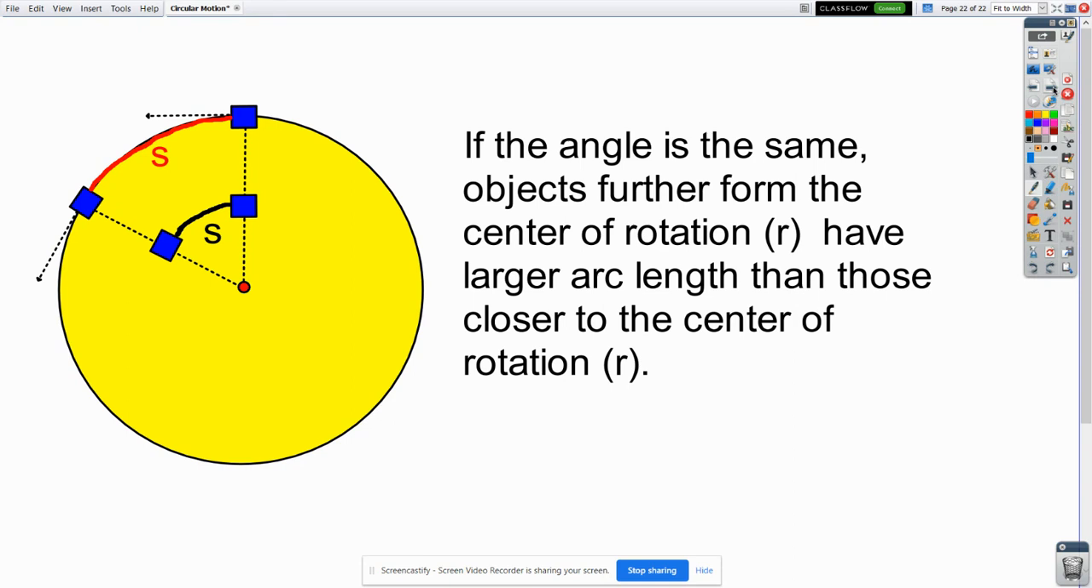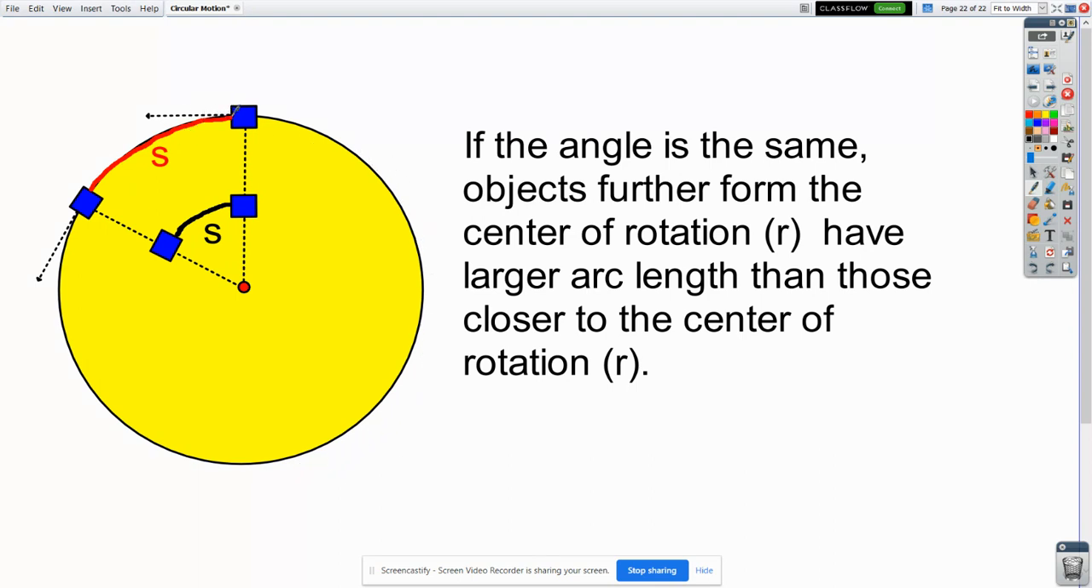Given the same angle, given the same displacement, the arc length, or the distance that the object is going to travel, will change depending on how far from the center of rotation it is. The further out and away from the center of rotation the object is, the longer the arc length. The closer to the center of rotation, the smaller the arc length. And it really comes down to drawing that circle and how big the circumference of that circle is. As we move further away from the center of rotation, as our radius increases, the circumference of our circle increases.